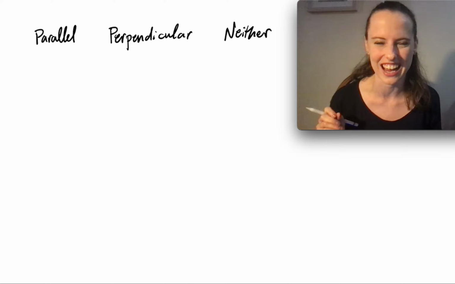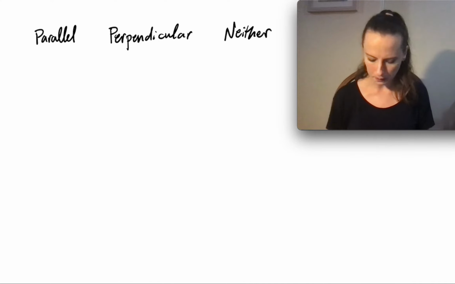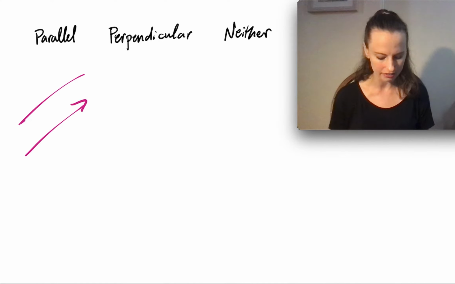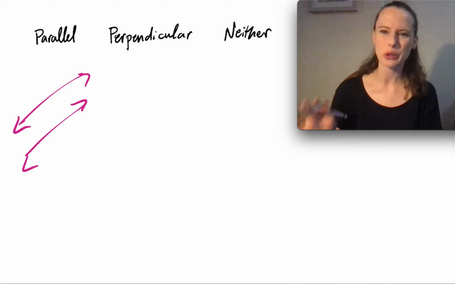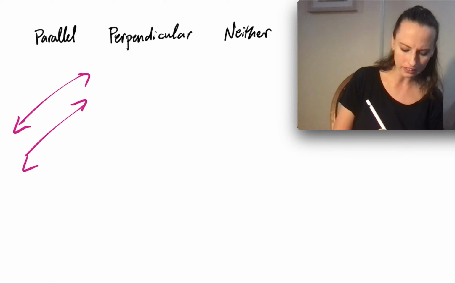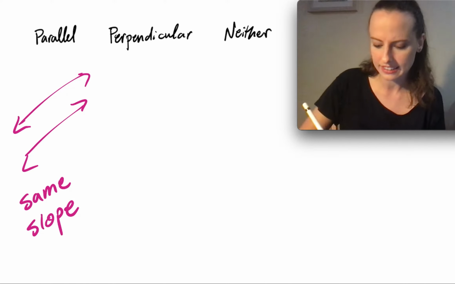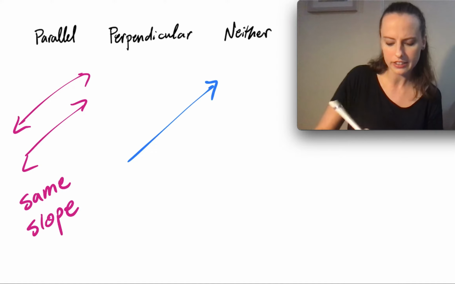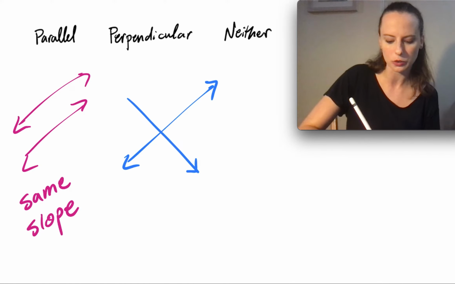In this video, we'll be talking about the slopes of parallel and perpendicular lines. So first off, we all know that parallel means two lines that never cross each other. So the rule here is that parallel lines have the same slope. Now, perpendicular lines are lines that cross and form a 90-degree angle.